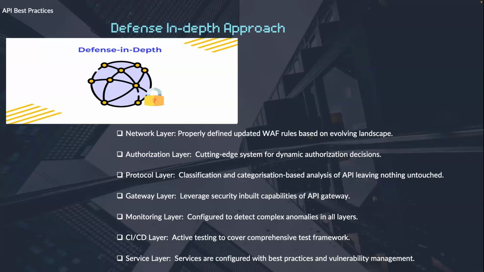Then your gateway layer, which is your API gateway, you make sure you utilize every possible inbuilt security capability of the gateway layer. Also have a proper monitoring layer with complex detection rules to understand logs from your APIs and configure to detect anomalies in all layers, and also the CI/CD layer, where you do active testing right from the development stage. And finally, your services: you need to configure the services for best practices, and also have proper vulnerability management to always update your services' vulnerabilities.